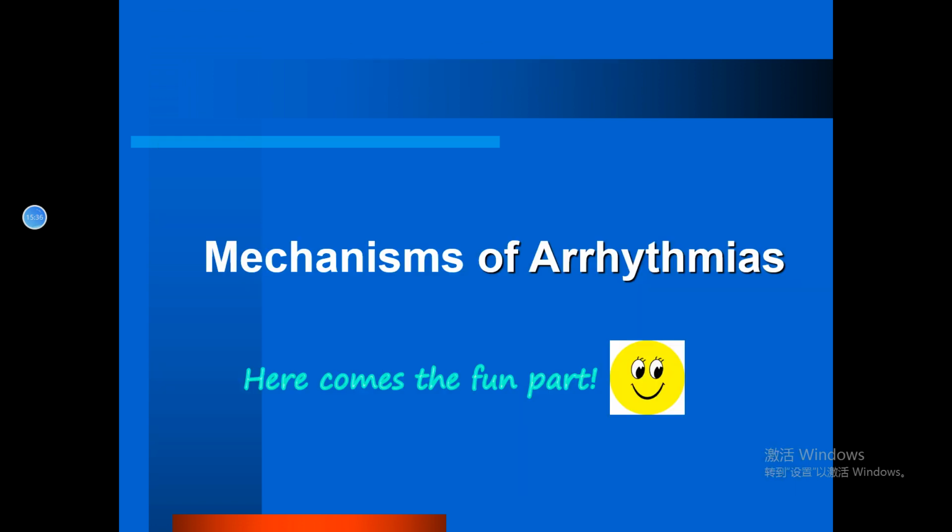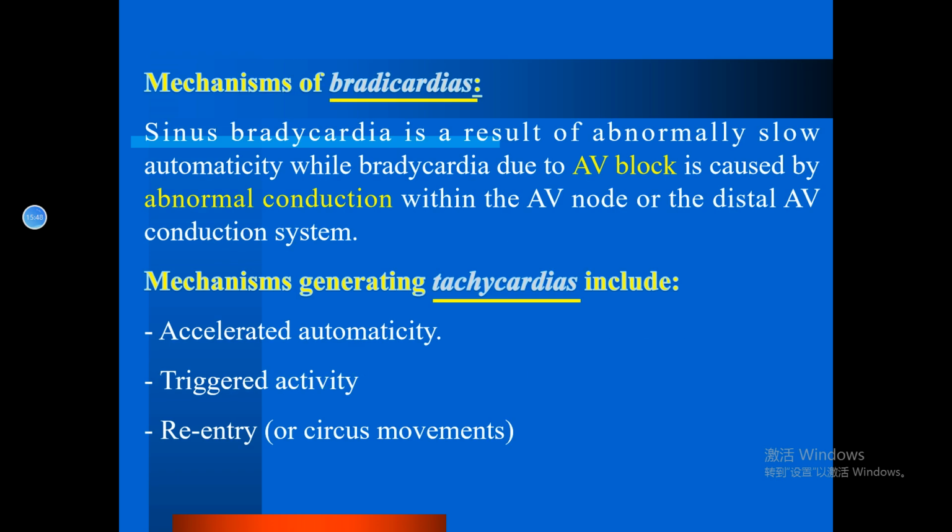Okay, let's talk about the mechanism of arrhythmia. I think that is a little bit difficult for us, so I will try to explain it in detail. First, the mechanism of bradycardia. A sinus bradycardia is a result of abnormally slow automaticity, while bradycardia due to AV block is caused by abnormal conduction within the AV node or the distal AV conduction system. So can you understand it?